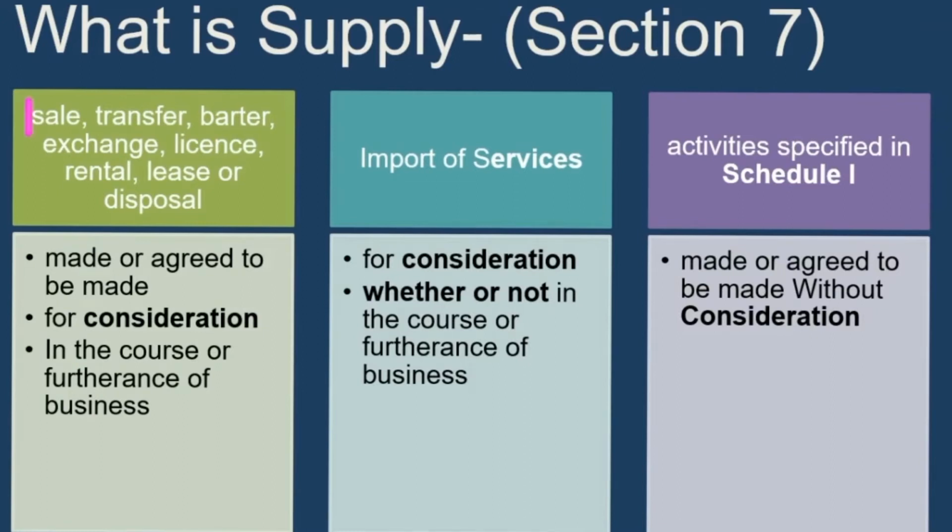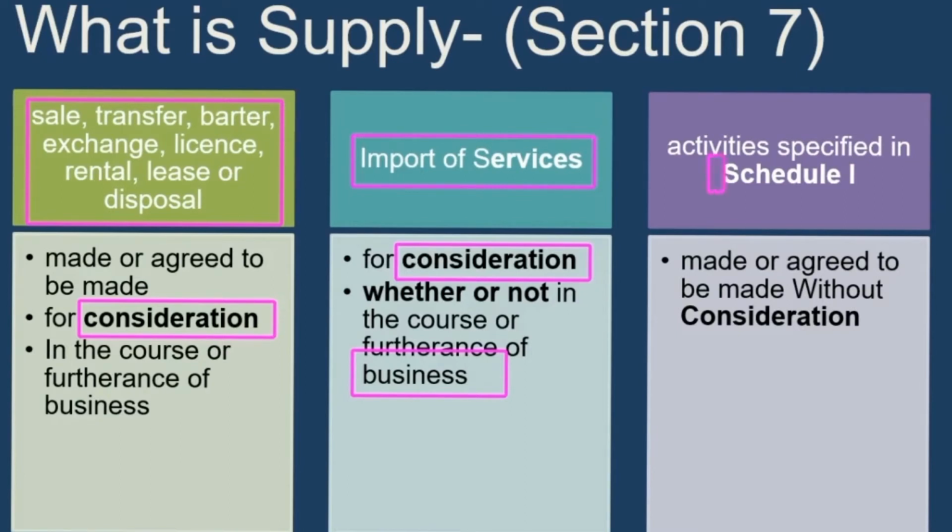So supply covers broadly these three categories. The first one is sale, transfer, barter, etc. We're going to discuss all three elements in detail, but just have a quick look at this first. Sale, transfer, barter, exchange, etc. are either made or agreed to be made for consideration. So if there is no consideration for the sale, transfer or exchange, then it will not be treated as supply, at least under this first clause. Then the second is import of services. Only services, not goods. This is made for consideration, whether or not in the course or furtherance of business. We'll discuss this, but I am highlighting the key points so that you can focus on them, and when we discuss it, it will be highlighted again.